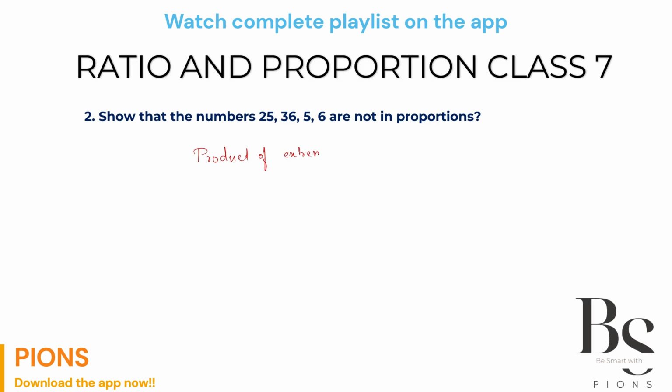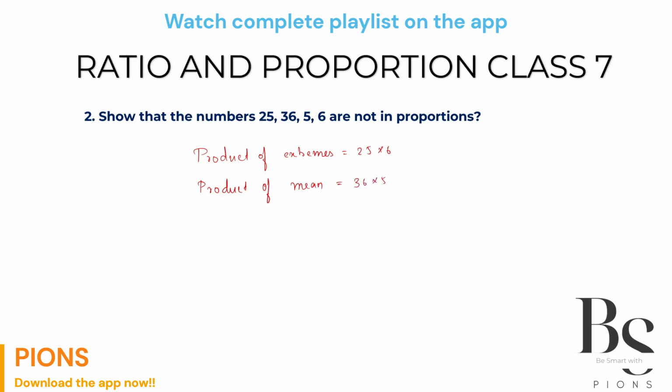So the product of extremes will be equal to 25 into 6. They are the extreme numbers. And let's find the product of means. So the product of means will be equal to 36 into 5. Let me solve this.